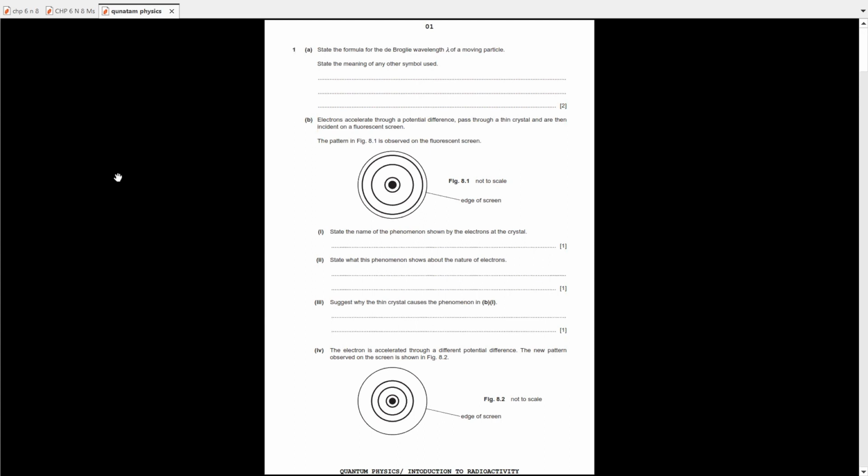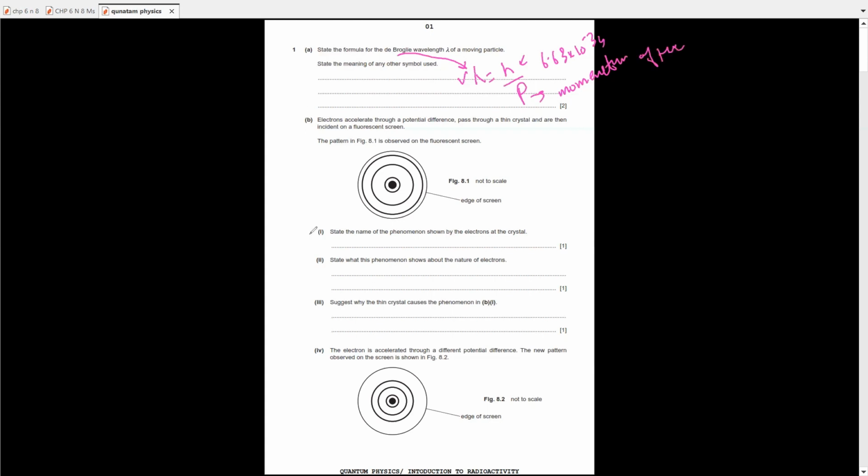So starting with the very first question, we have: state the formula for the de Broglie wavelength of a moving particle, and state the meaning of the symbols. Those of you who have studied the chapter already know that lambda equals h over p. Here lambda is the de Broglie wavelength, h is Planck's constant, which is 6.63 times 10 to the power minus 34, and p is the momentum of the electron, or the particle to be exact.